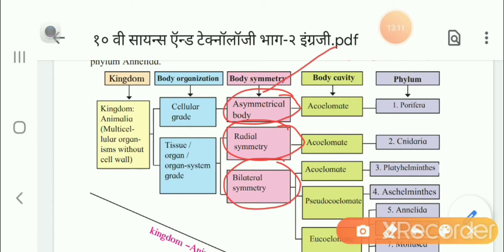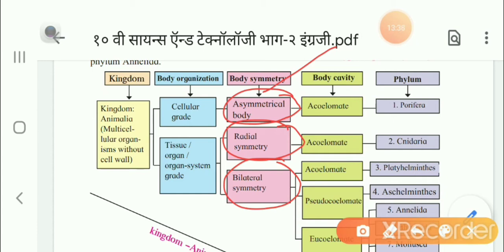Next is the radial symmetry. The symmetry in which a central axis is there, that means their body is about a central axis, as we can see in the starfish. Radial symmetry is the condition of having similar parts regularly arranged around a central axis.